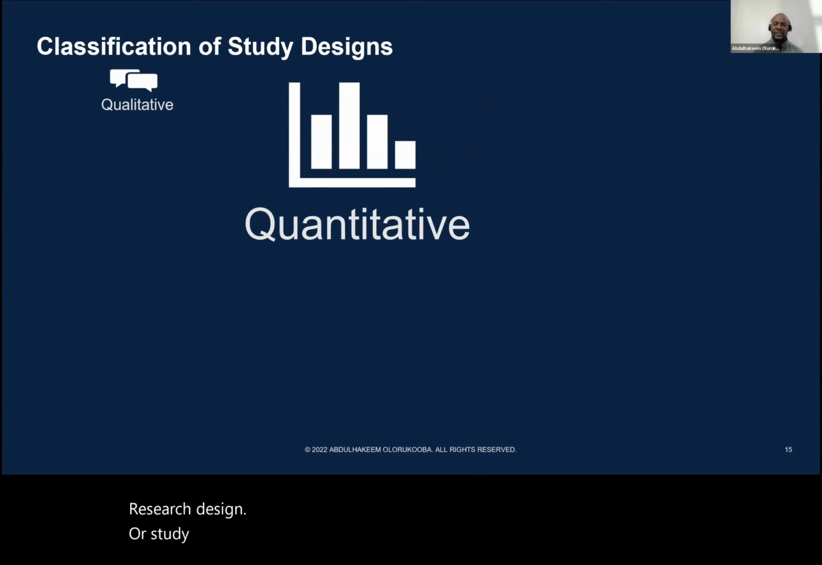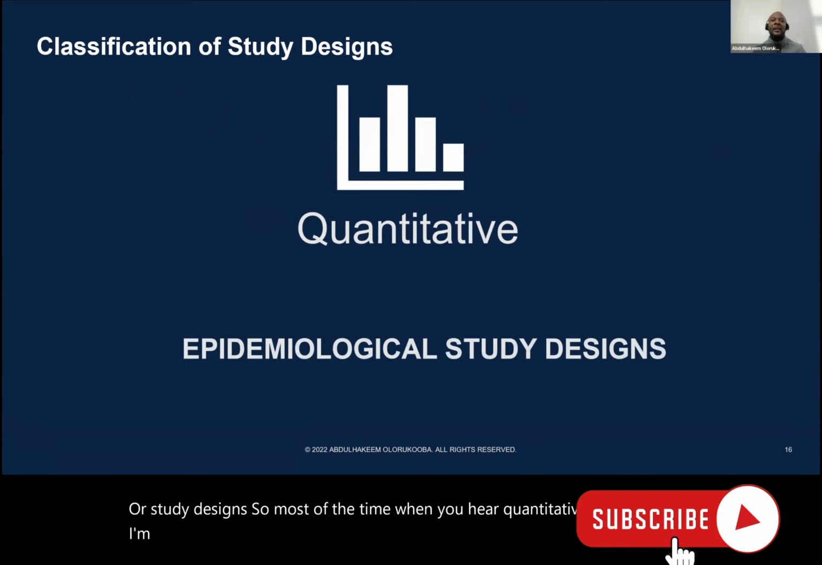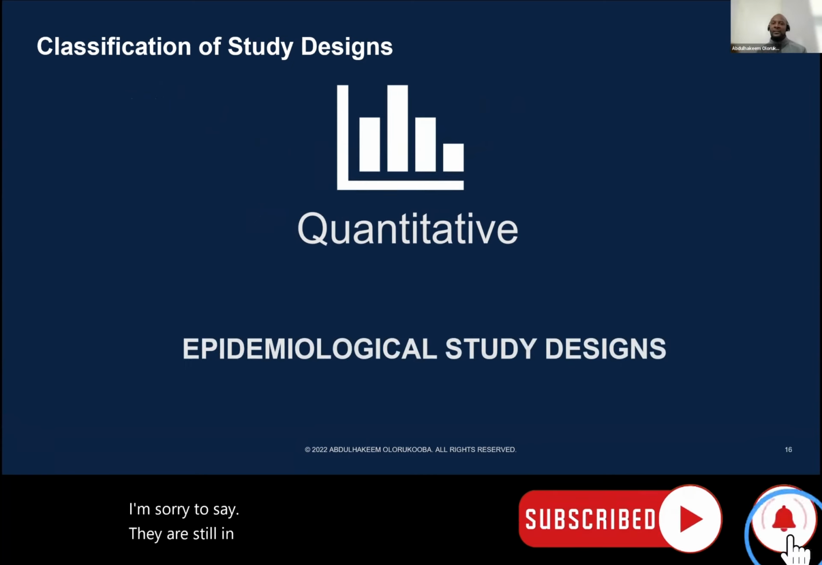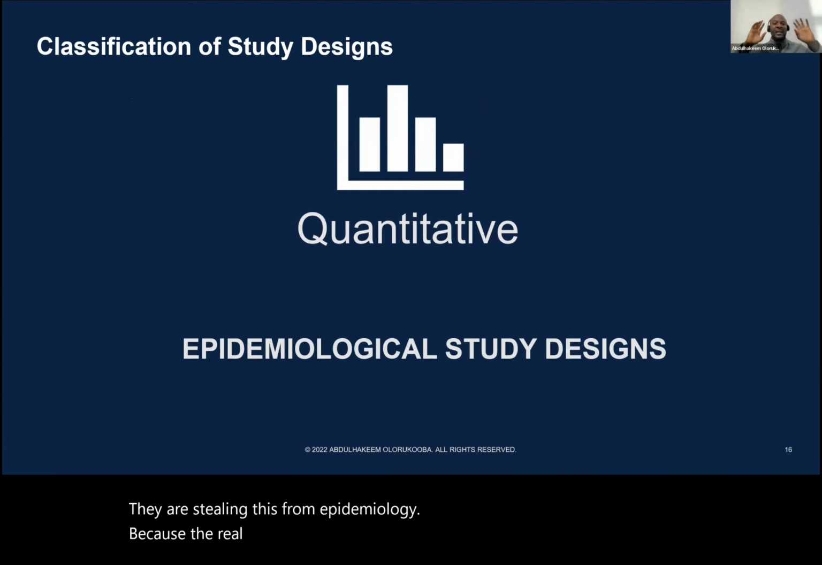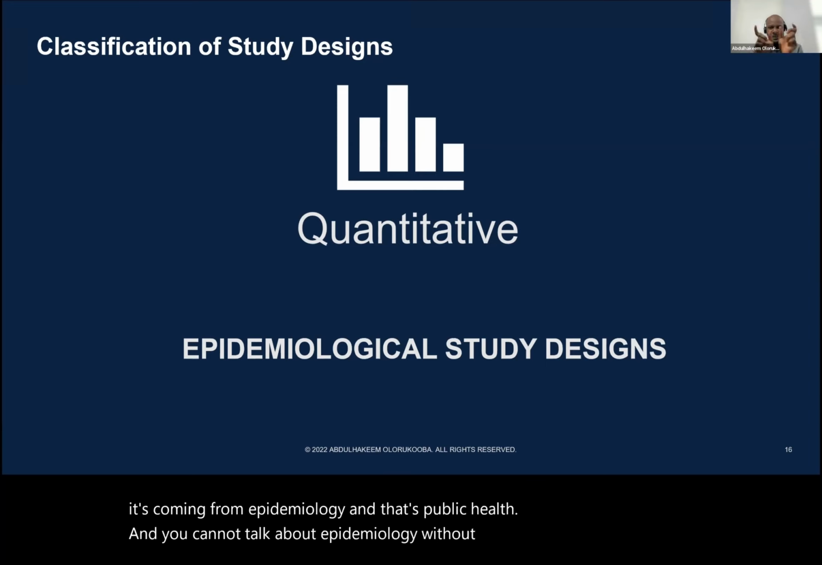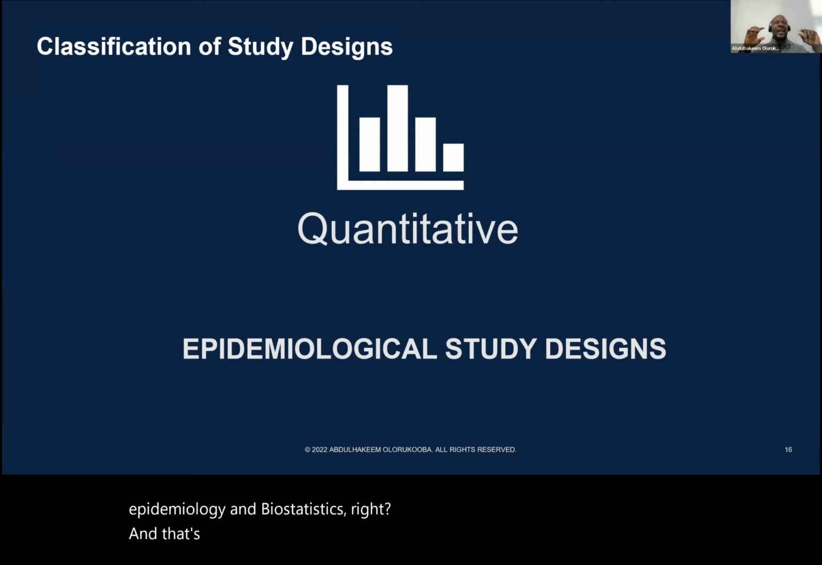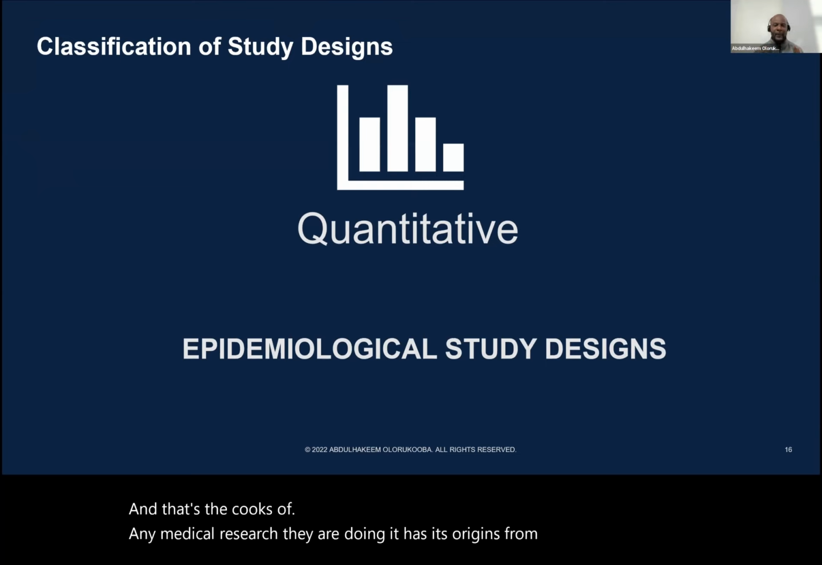Okay, so most of the time when you hear quantitative study designs, I'm sorry to say they are stealing this from epidemiology, because the real studies, say I'm biased if you like, are coming from epidemiology, and that's public health. And you cannot talk about epidemiology without statistics, biostatistics. So it's epidemiology and biostatistics, right? And that's the crux of any medical research that you are doing. It has its origins from epidemiological research.